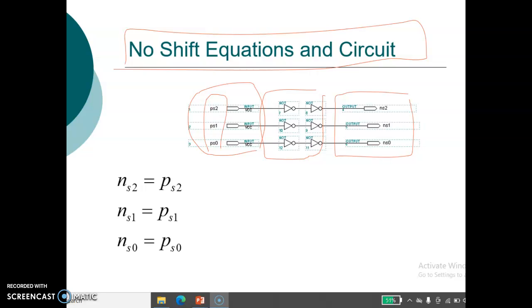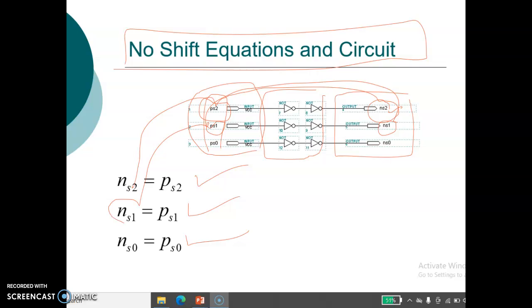Next state 2 equals present state 2, next state 1 equals present state 1, next state 0 equals present state 0. That is NS2 here, this is NS2 here, PS2. Here NS1, PS1, that one here. PS0, NS0. PS0, NS0.